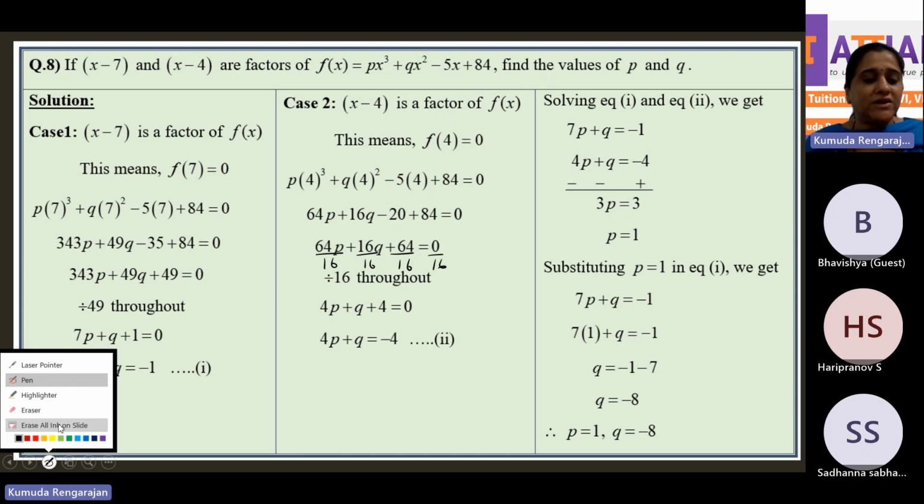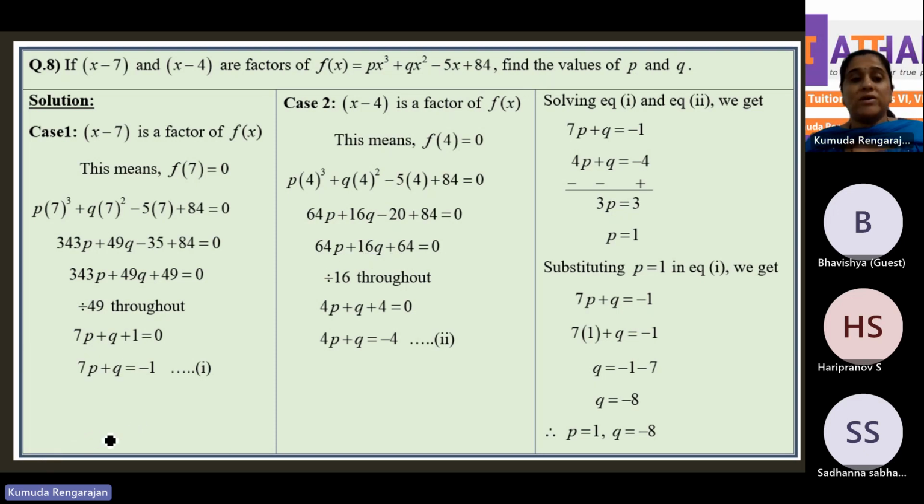Now here we have a different situation. What do you have here? You have 7p plus q plus 1 is equal to 0. That means you have one equation in P and Q. See here, 4p plus q plus 4 is equal to 0. You have another equation in P and Q.